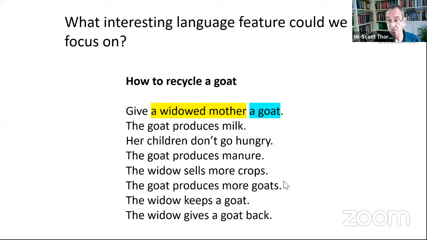Tell a child a story. Two objects. Of course, we can rephrase that: give a goat to a widowed mother, with a prepositional phrase. But it's also equally valid to say give a widowed mother a goat. I think that's interesting, and it's something learners have trouble with. That's part of the syntax of this text. There's lots of other things we could look at here as well, but those are two things I think are interesting: the articles and the ditransitive construction in the first sentence.